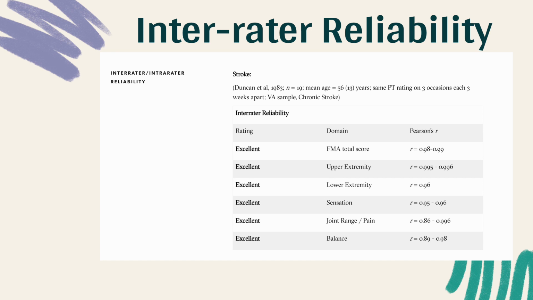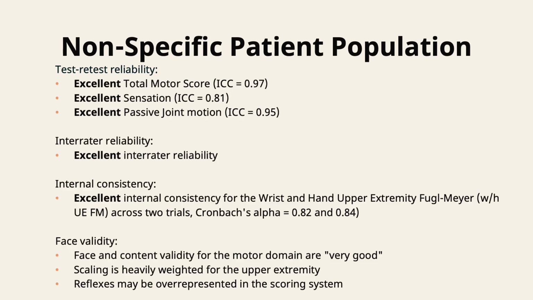And here is just a quick pic that I was able to screenshot from the Shirley Ryan lab, and I thought it was pretty cool just because it shows how the inter-rater and intra-rater reliability has excellent ratings amongst upper extremity, lower extremity, sensation, joint range and pain, and balance. So for the non-specific patient population, the test-retest reliability has excellent total motor score, excellent sensation, and excellent passive joint motion. Inter-rater reliability is excellent as well.